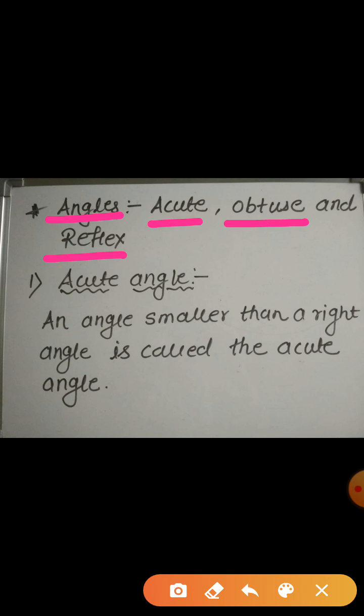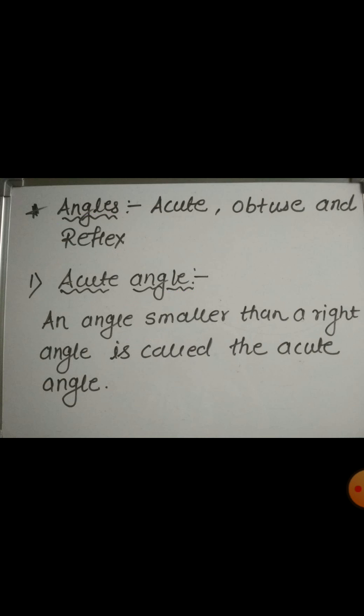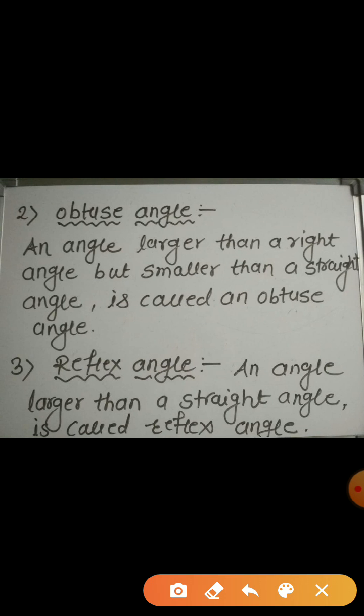Let us understand what you mean by acute angle. An angle smaller than a right angle is called the acute angle. Therefore, measure of an acute angle is always less than 90 degree. Now, what do you mean by obtuse angle? An angle larger than a right angle but smaller than a straight angle is called an obtuse angle. Hence, the measure of an obtuse angle is greater than 90 degree but less than 180 degree.